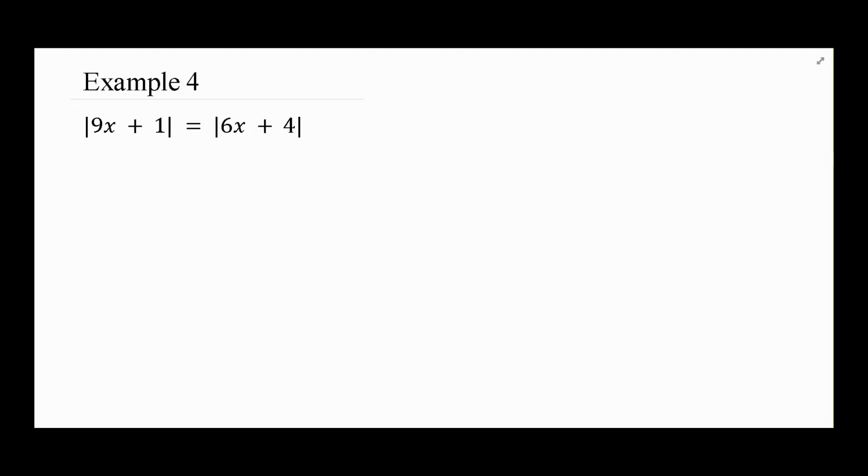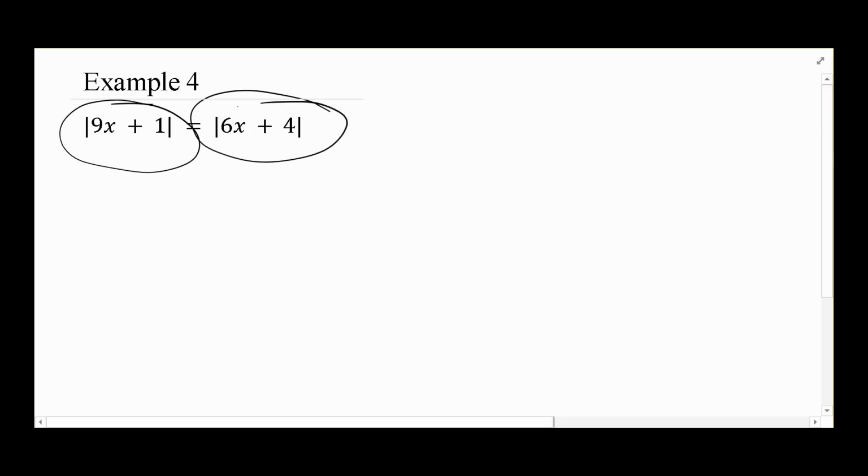All right, let's take a look at example 4. We have absolute values involved, and so once again, we got to ask those two questions. Do I have an absolute value by itself on one side? Well, sure. That's an absolute value by itself on one side. Is the other side a non-negative number?